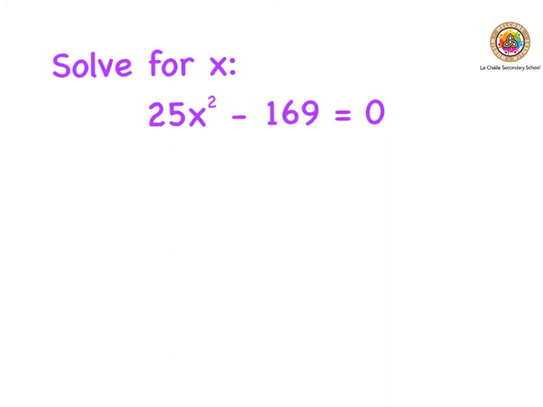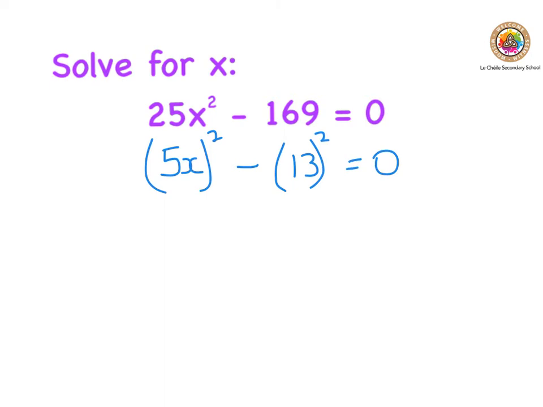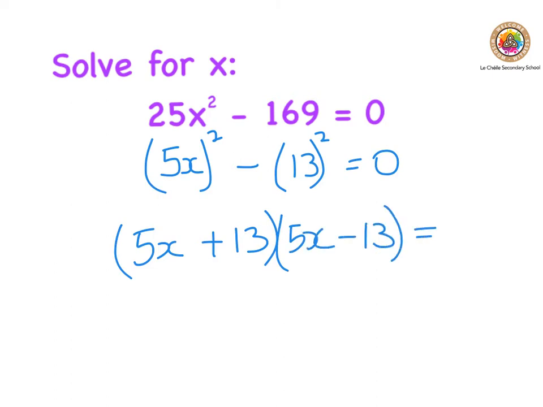So I know I've got the difference of two squares. Fixing that, the square root of 25 is 5, and the square root of x squared is x. So (5x) squared minus, and the square root of 169 is 13, (13) squared is equal to 0. And we know that our difference of two squares is going to be (5x + 13)(5x - 13) is equal to 0.